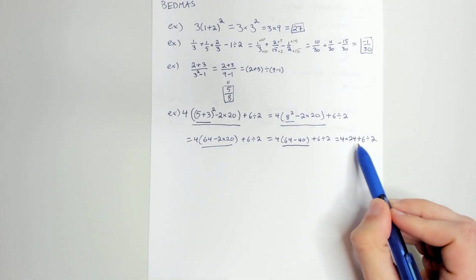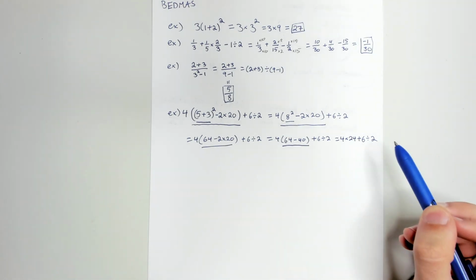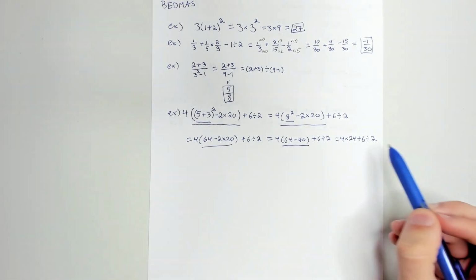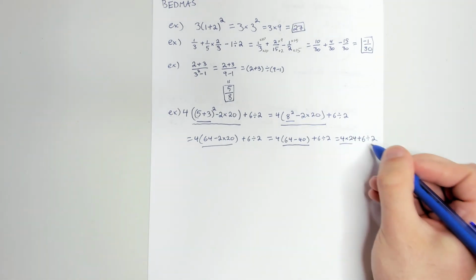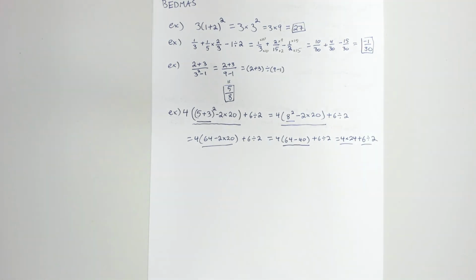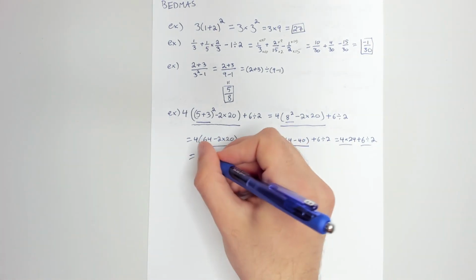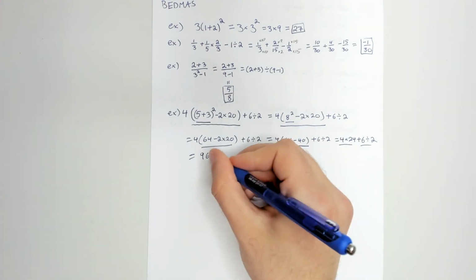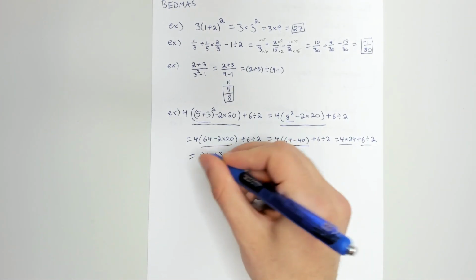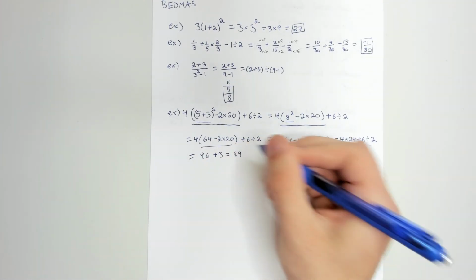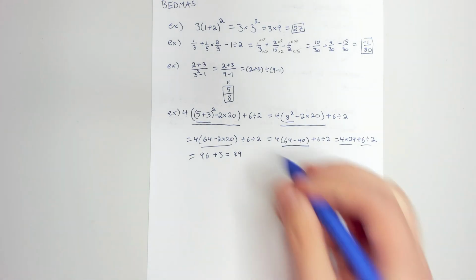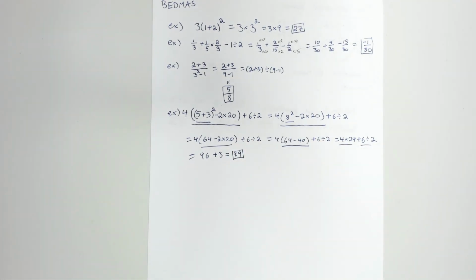So now we have 3 operations left, a multiplication, an addition, and a division. We can do the multiplication and the division next. And again, it doesn't really matter the order in which we do them. So we get 4 times 24, that should be 96. And 6 divided by 2, that should be 3. So 96 plus 3, that is 99. So our total answer for this should be 99.